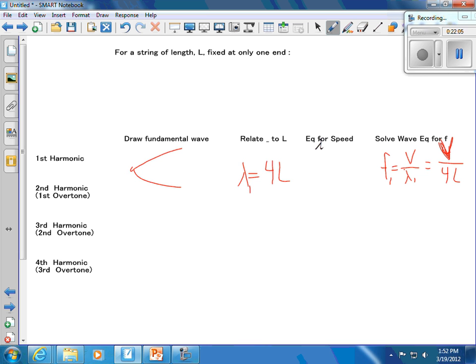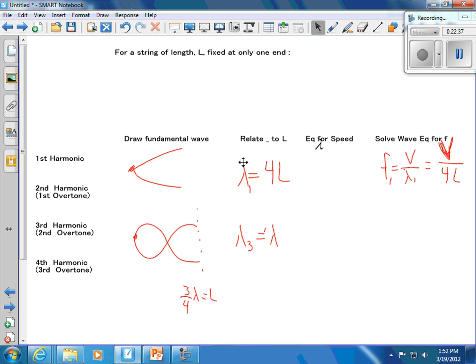And I'll just do the second harmonic for you. You have to have the end of a football at one end and an open end at the other. So the next harmonic looks like this. That's the first overtone that you will hear in a string tied down at one end. That wavelength is that of the third harmonic. There's 3/4 of a wave in L here.